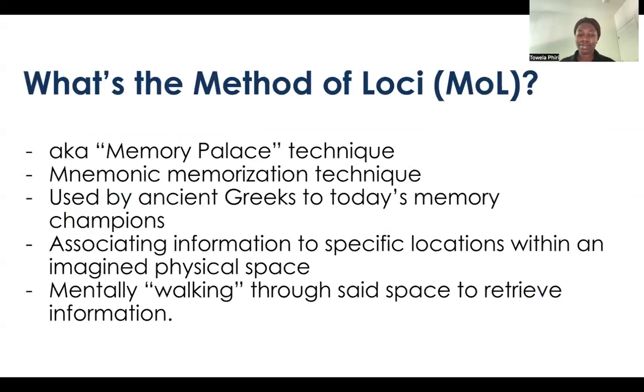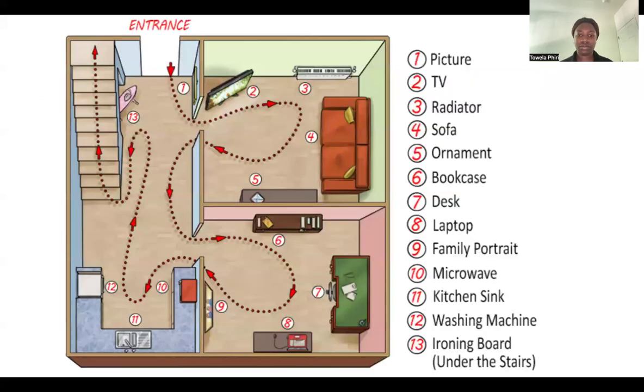So first of all, what's the method of loci? Some of you might have not heard this before, but you might have heard of memory palace technique. It's a mnemonic memorization technique, and it's used by ancient Greeks to today's memory champions. It's a way of memorizing a long sequence of things by making associations with locations and the object you want to remember.